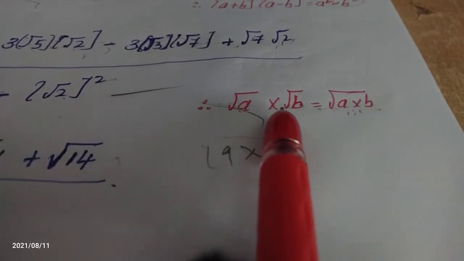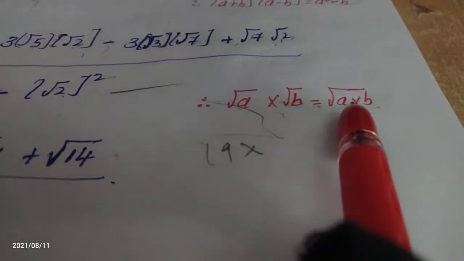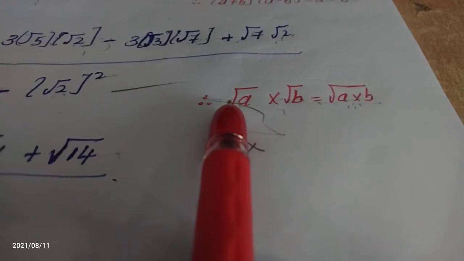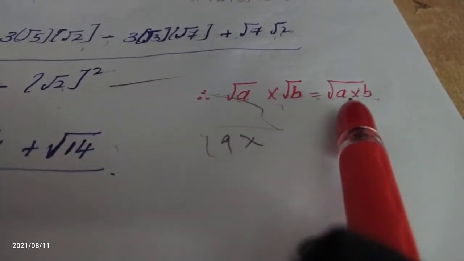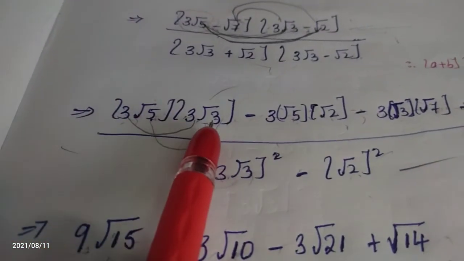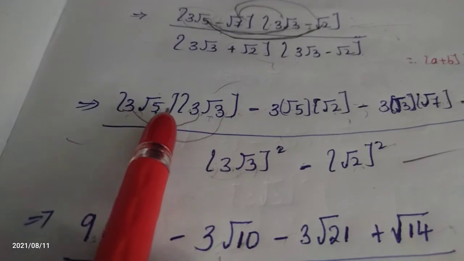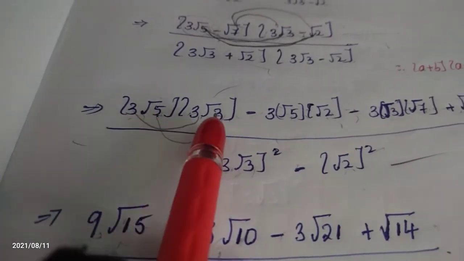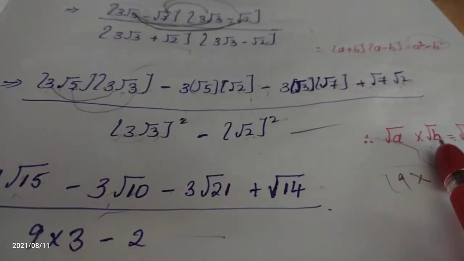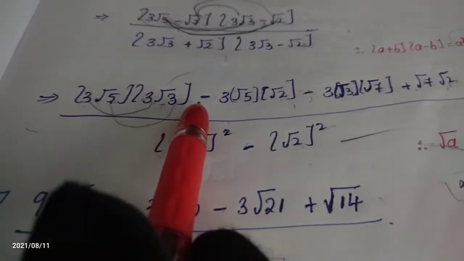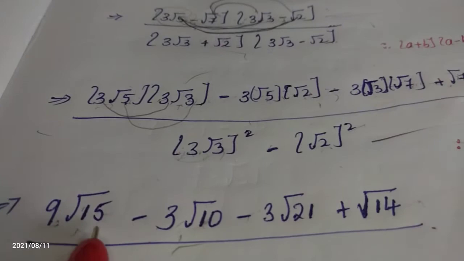Root a into root b, we can write it as root a into b. When we have the values in separate roots, we write them together under one root. For example, root 5 and root 3 is there. We can write it as root under 5 into 3, which means 5 3s is 15. Can you understand? We are applying this formula. The whole value is 9 root 15.